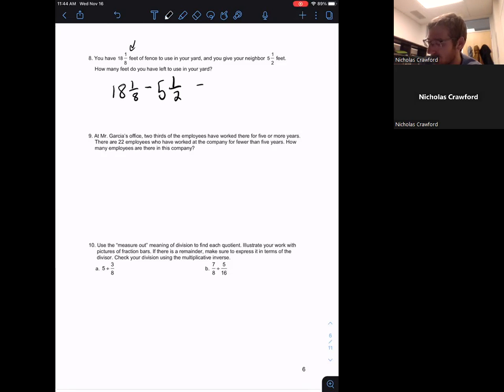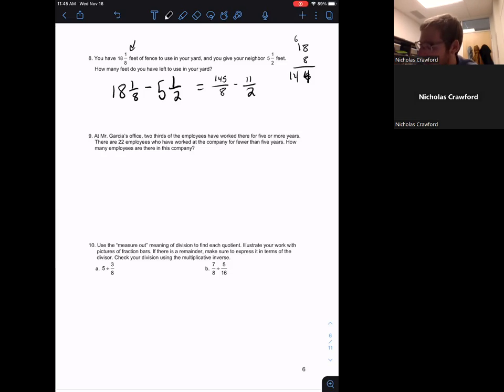So let's write these as improper fractions. So let's see, 18 times 8 is 64. Carry the 6, 144. Is that right? Yep, that's right. So you get 144 plus the 1. So that's 145 over 8 minus 11 over 2.